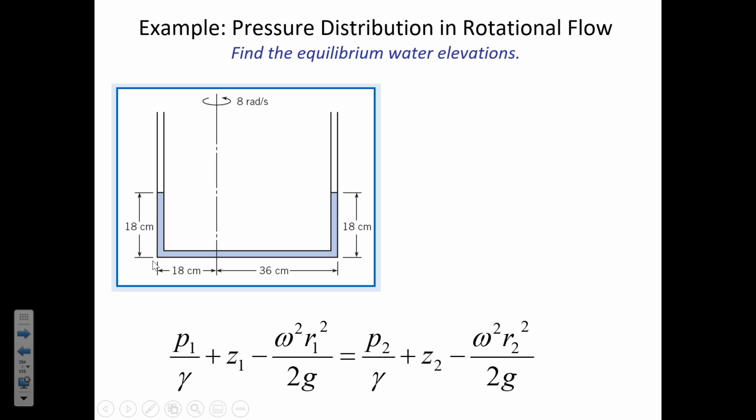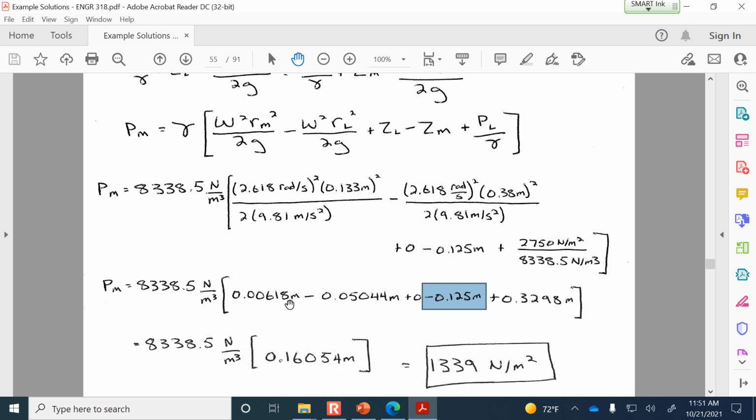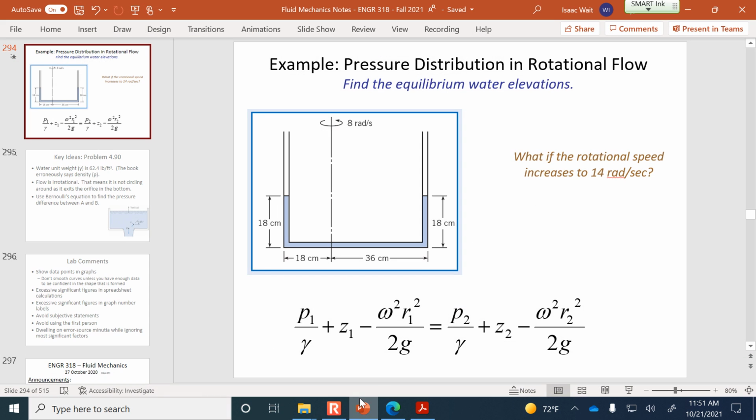in order to find Z1 in terms of Z2. All right, so I'm going to pause for a second here and find out the equilibrium water elevations, like how high above the bottom base will the liquid level be on the left versus on the right if it's rotating at 8 radians per second. And the liquid is water? The liquid is water, yes.